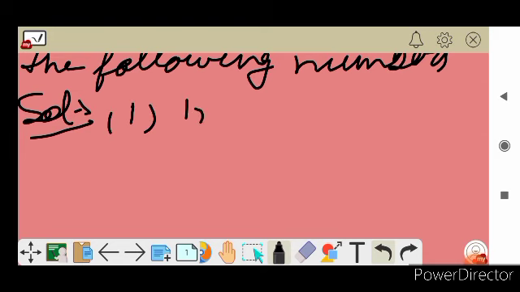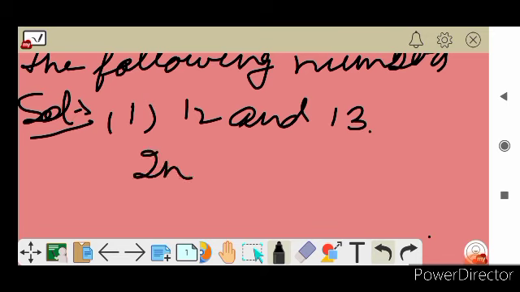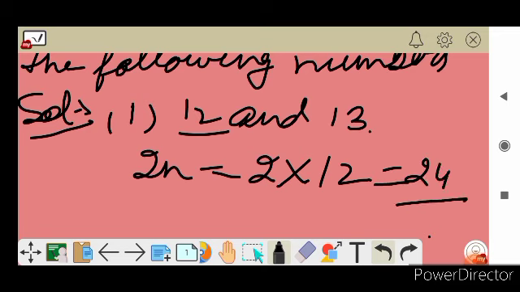The first part is 12 and 13. How many numbers are there between the squares of 12 and 13? So we will use the formula 2n, where n equals the first number, so 2 multiplied by 12 equals 24. 24 numbers lie between the squares of 12 and 13. Okay, so all the parts are done like this.